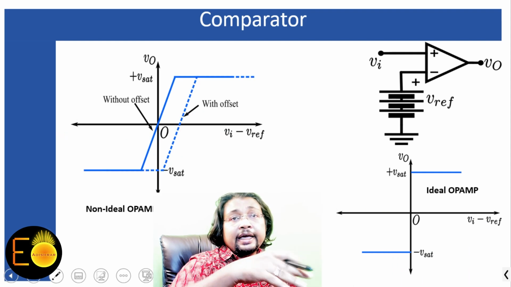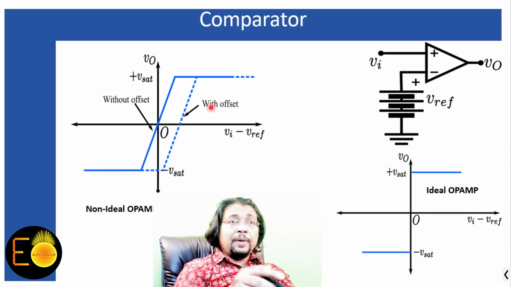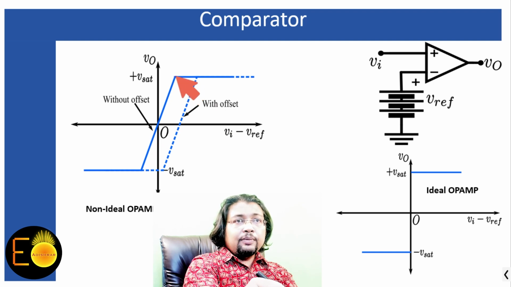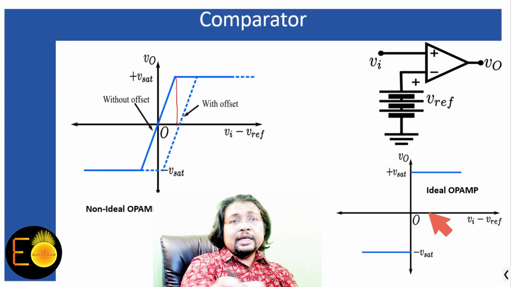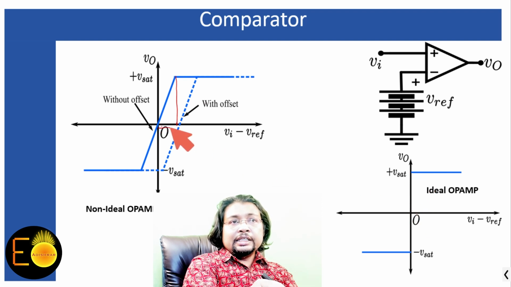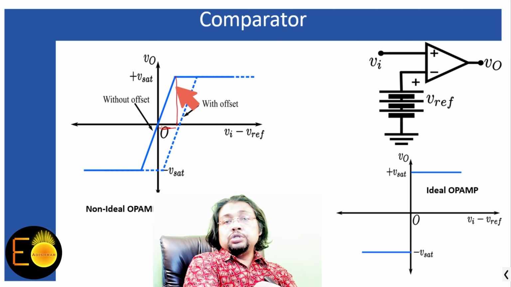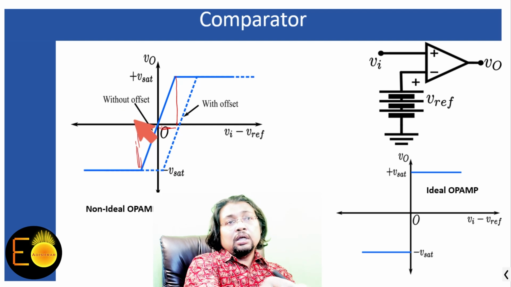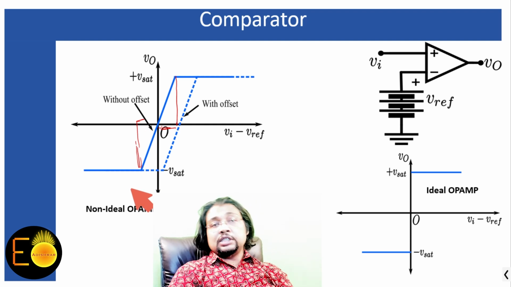But this is not the case with the practical operational amplifier, because as you can see, you need to apply some finite amount of voltage as shown over here. It's unlike the ideal operational amplifier, where this transition takes place instantly. Here you need to apply this amount of voltage, and thereafter the output switches to the plus V_sat. In a similar way, when you apply a finite difference along the negative direction, only then can the output switch to the minus saturation voltage.